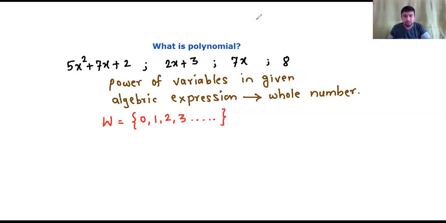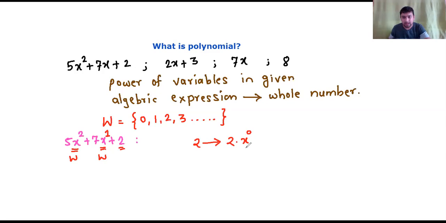Right? See, if you see the first algebraic expression, that is 5x square plus 7x plus 2. What is the variable here? Variable is x. What is the power of x? 2. So yes, it is a whole number. What is the power of x here? It is 1. Yes, it is a whole number. What is the power of x here? See, can we write a constant term as 2 into x to the power 0?